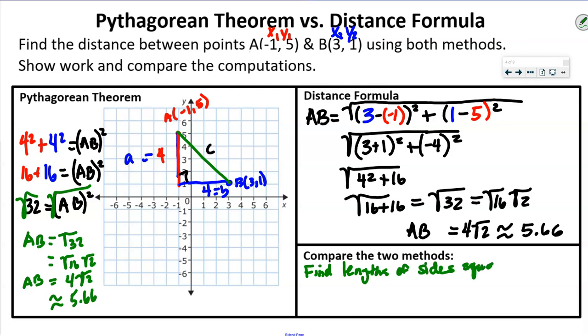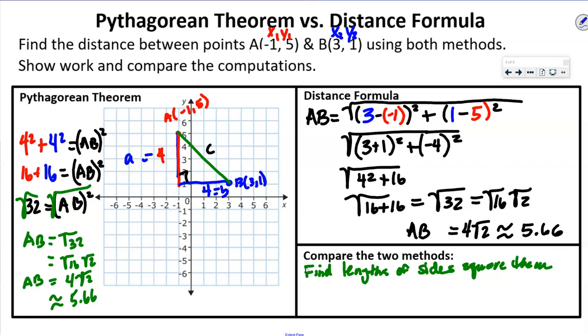Square them and find the sum, and then take the square root of that. So we're going to just talk about that piece. Find the lengths of the sides and square them, because the rest of it's the same, isn't it? We start taking the square root. So let's talk about how they differ. So we find the lengths of the sides and square them.